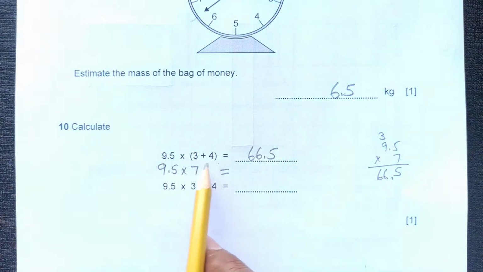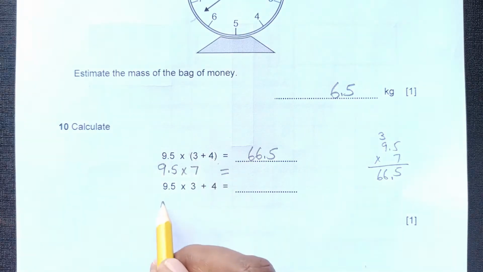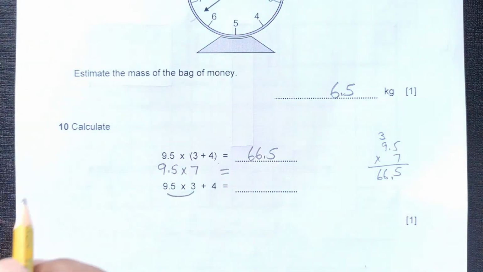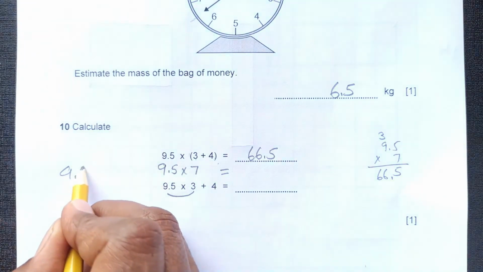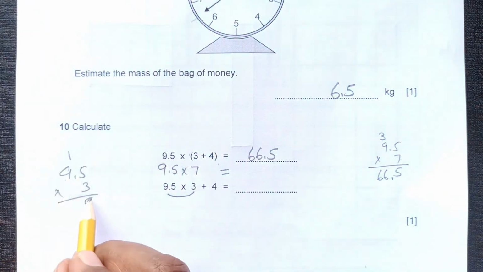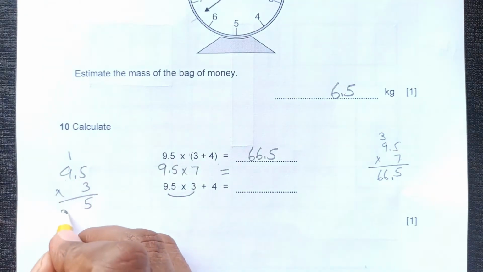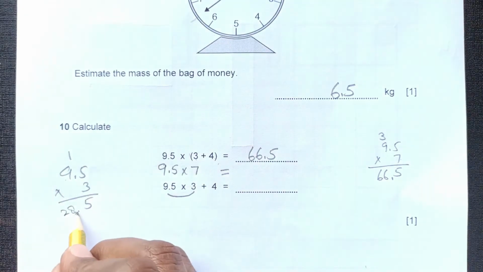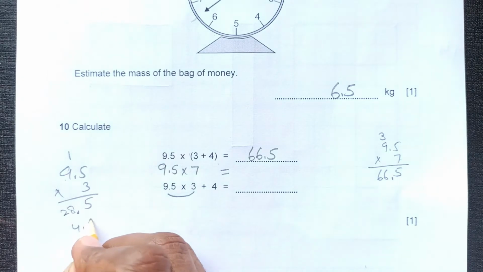Now here this is different. You can see the numbers are the same, but because of the bracket now it will change totally. Now we are going to solve this first. So 9.5 times 3. 5 times 3, 15. 9 times 3, 27. Plus what? 28.5 plus 4, 4.0.